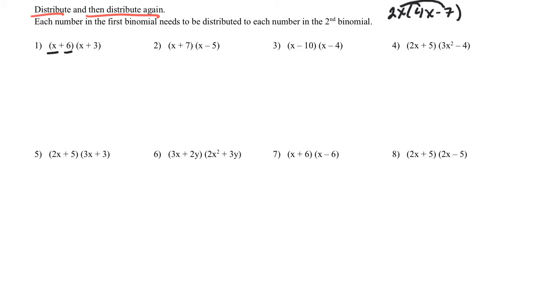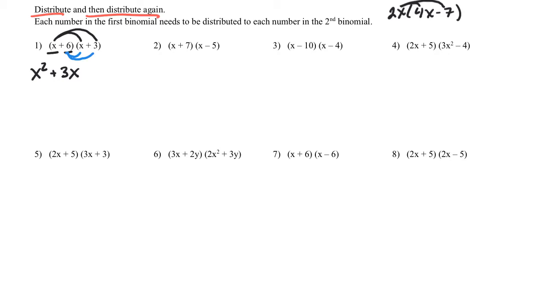Okay, so we're going to start by distributing through our first term, this x term. Okay, so x times x is an x squared. X times 3 we would write as plus 3x. Okay, now we have a second distribution. We need to distribute a positive 6 to both terms in here. Okay, 6 times x is 6x.